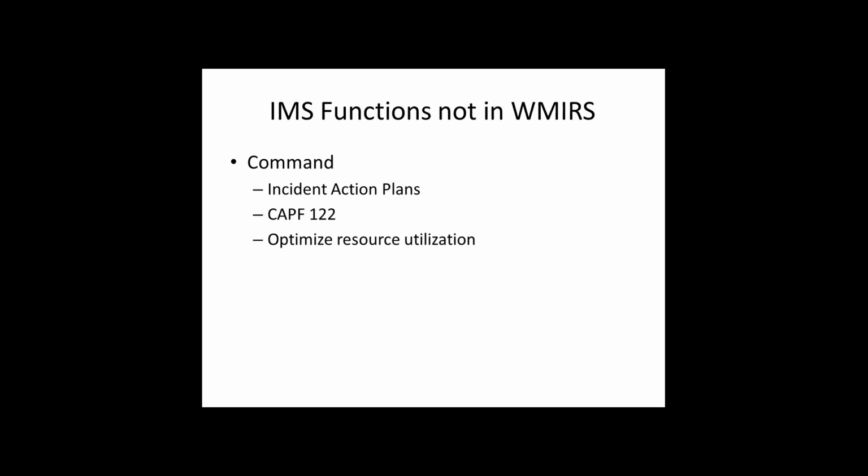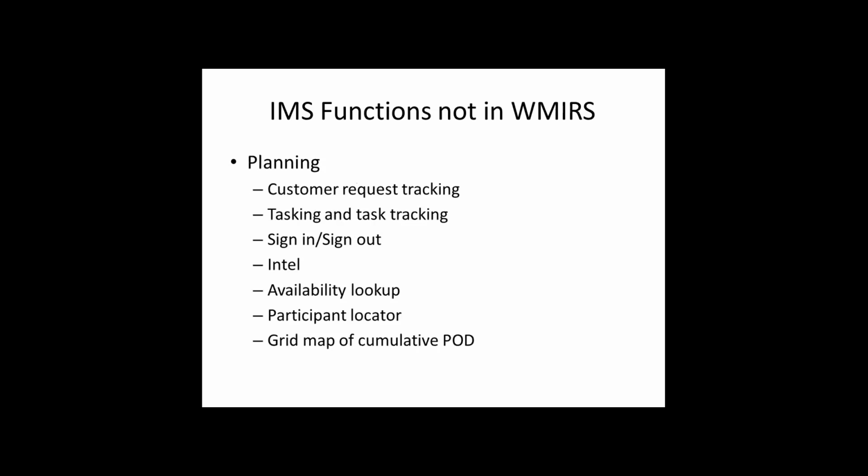Now, there are a lot of functions that are not in WMIRS. WMIRS doesn't even know there's such a thing as an incident action plan. It doesn't know there's such a thing as a CAP Form 122, although that's going away. And the IMS has a module to optimize resource utilization, gives you a visual picture of how much dead time there is between the utilization of your resources so that you can optimize resource utilization. In the planning function is the main place that WMIRS just doesn't exist.